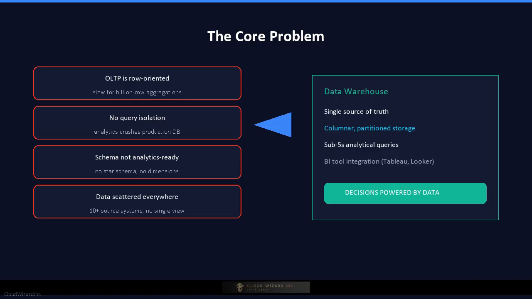But OLTP databases are optimized for writes and row-level lookups, not for scanning billions of rows and aggregating across multiple dimensions. Running heavy analytical queries against production databases slows them down and risks data corruption. The business needs a dedicated system that ingests data from all sources, stores it in a format optimized for analytical reads, and serves fast, consistent, multi-dimensional queries at scale. That system is the data warehouse.